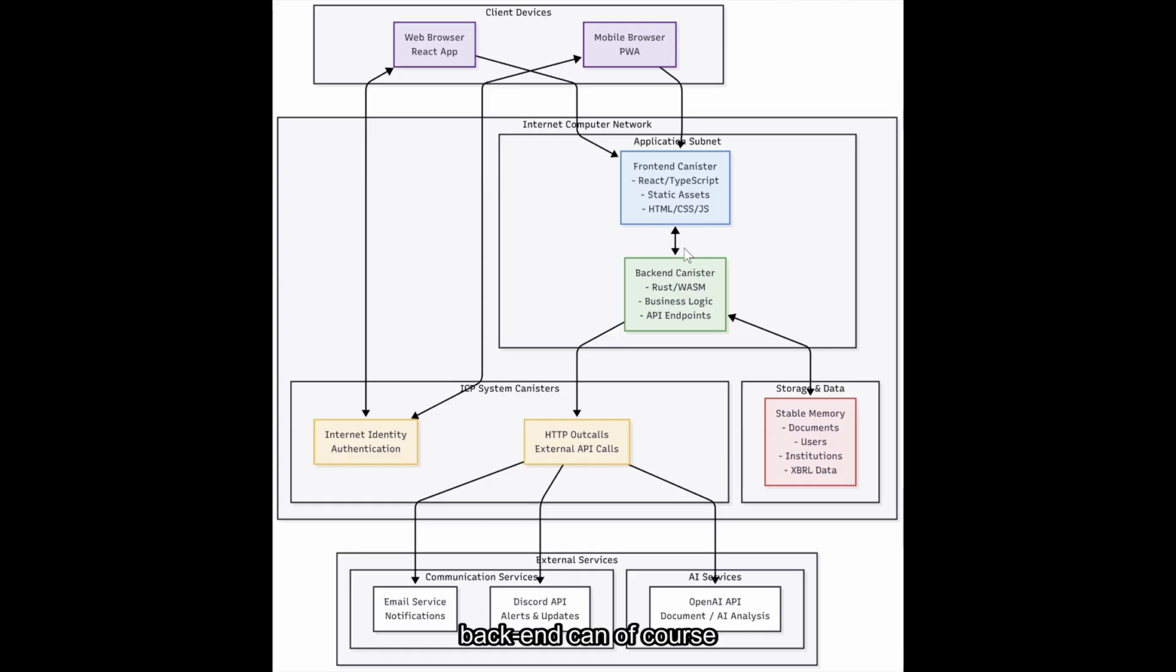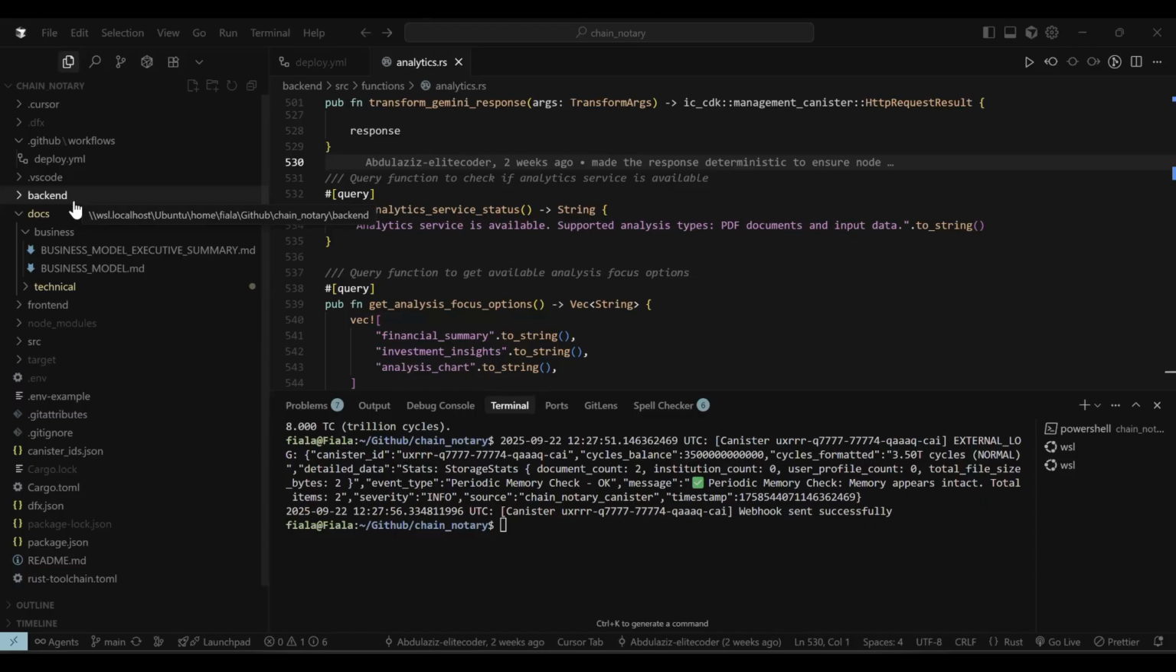This backend canister utilizes the ICP stable memory to store documents, users, and institutions. It also makes HTTP outcalls primarily for two things. First, to do AI analytics on the documents submitted by the users or institutions, and also to send Discord API webhooks for logging or for critical events. This is the code overview.